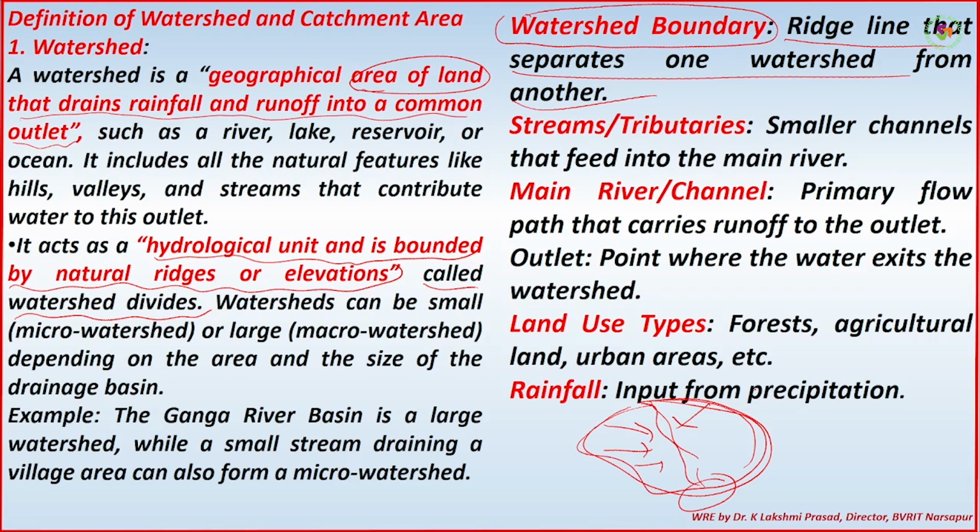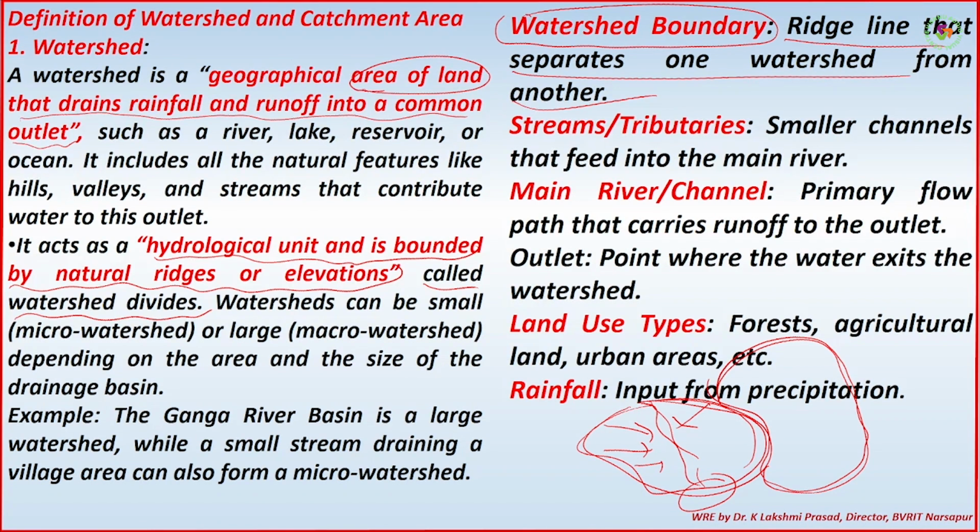Suppose you have another watershed like this. Again, this is the watershed boundary for the second watershed. That's why the ridge line separates one watershed from another, from the Krishna watershed to the Godavari watershed, like that. What do you mean by streams or tributaries? They are nothing but the smaller channels that feed into the main river. The main river is the primary flow path that carries the runoff to the outlet. The outlet is the point where the entire water exits from the watershed.